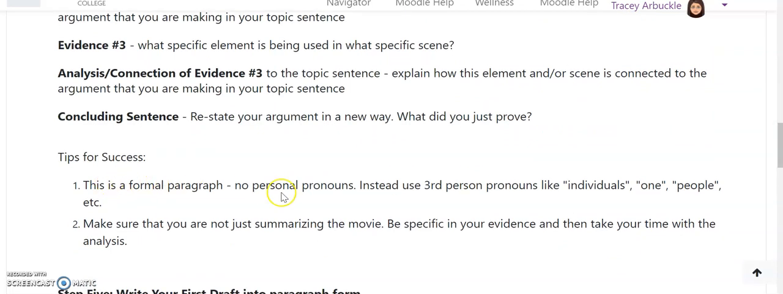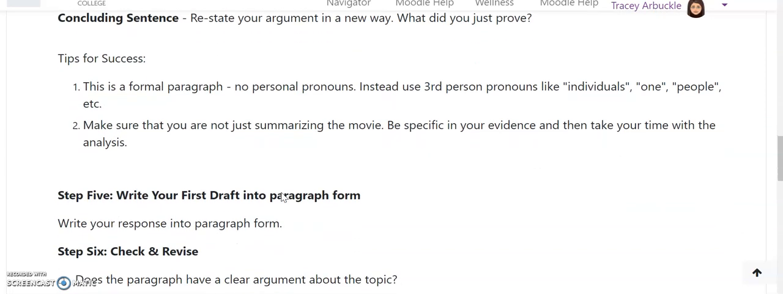Some tips for success. This is a formal paragraph, so no personal pronouns. Instead, use third person like individuals, one, and people. Try not to use words like we, us, I think. We're trying to be a little bit more formal. And make sure you're not just summarizing the movie. Be specific in your evidence and take your time with the analysis.